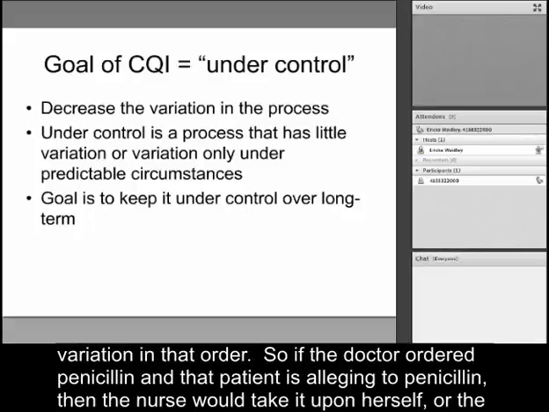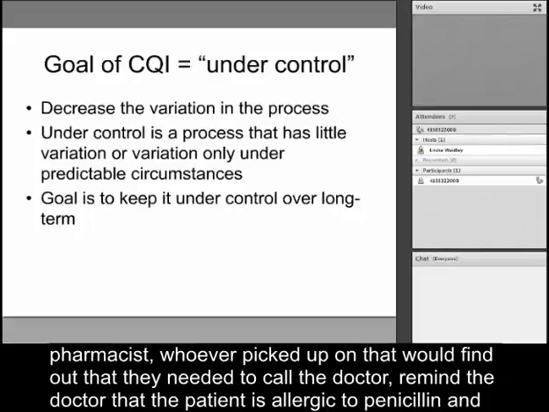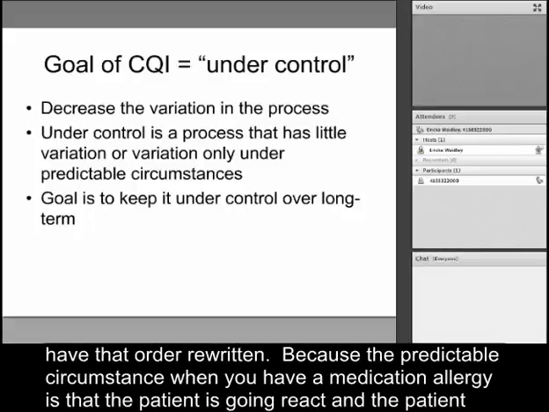that order. So if the doctor ordered penicillin and that patient is allergic to penicillin, then the nurse would take it upon herself, or the pharmacist, whoever picked up on that, would find out that they needed to call the doctor, remind the doctor that the patient is allergic to penicillin, and have that order rewritten. Because the predictable circumstance when you have a medication allergy is that the patient's going to react.